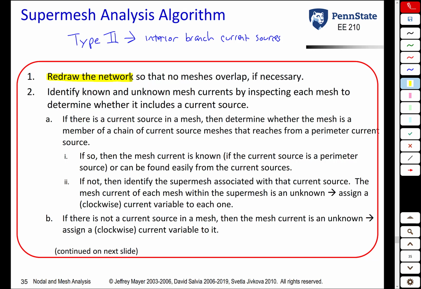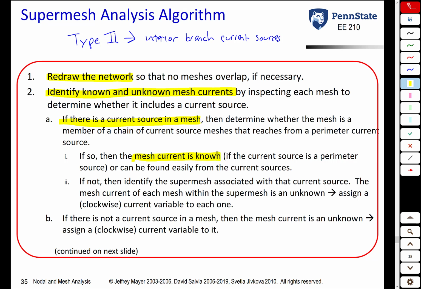And of course, if the circuit is not flat, if it cannot be drawn two-dimensionally, you cannot use this algorithm at all. The next step is you look at all your meshes, all of these window panes, and determine whether that mesh current is known or unknown. So you want to identify known and unknown mesh currents. The way you do that is you look at each mesh and determine if there's a current source associated with the mesh. It's going to be one of two cases. It's going to be an exterior branch current source, in which case the mesh current is known. Those are the easy ones.